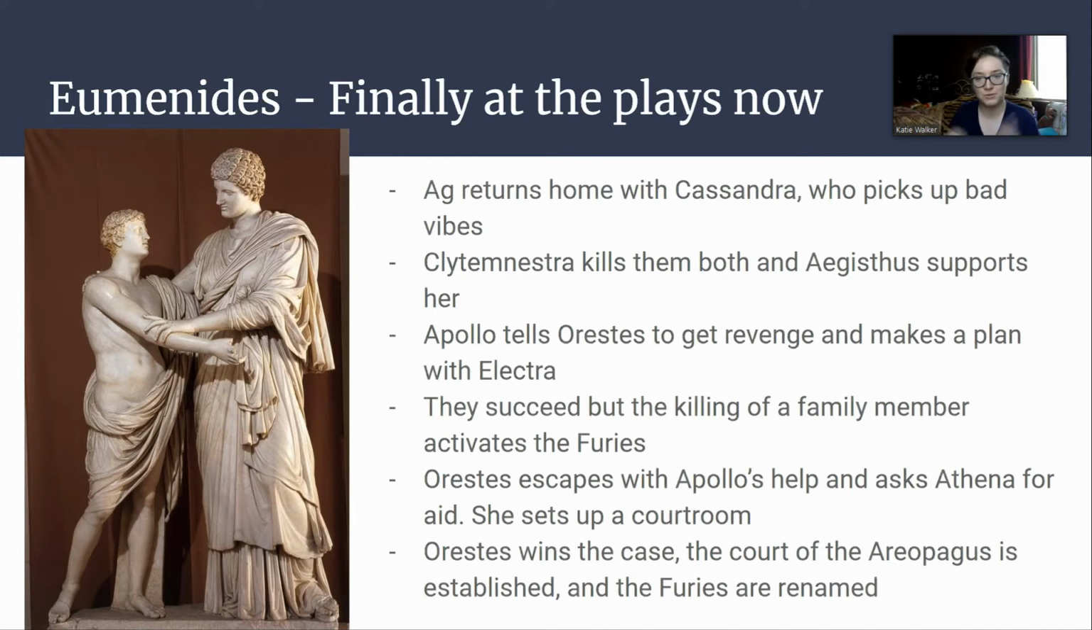And now there's rule of law, and she renames the Furies the Eumenides, because she's like, now you guys are going to be the gracious ones, and you're going to make sure actual justice is being dealt instead of just perpetuating this cycle of revenge that ends up with an extremely high body count.